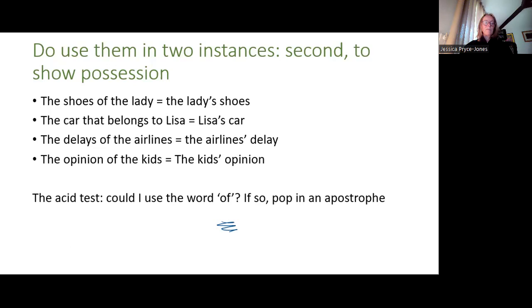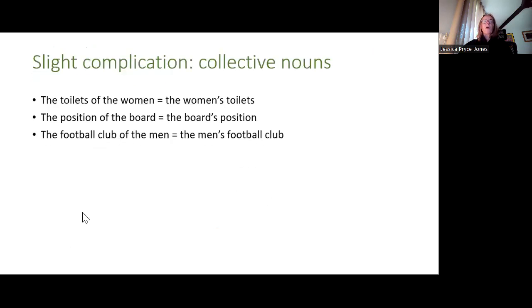All right. The next complication is this. And it's only a slight complication, but it does seem to make people's brains implode. Now, we have collective nouns. What's a collective noun? A collective noun is the word you use for a group of people. So women, and that's a special word, right?